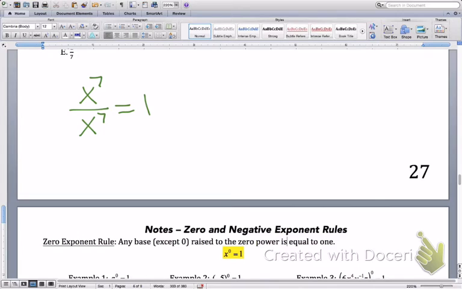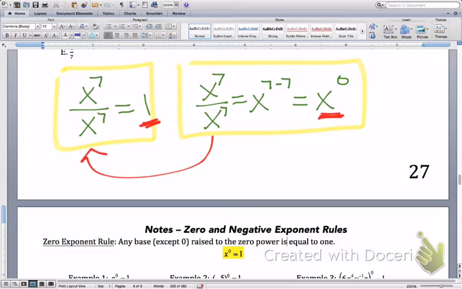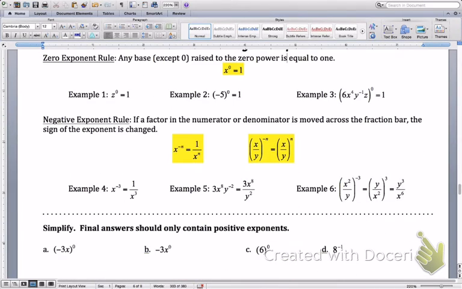Now if I were to use the quotient rule with this, the rule is we subtract the exponents, 7 minus 7, and that gives me x to the power of 0. Therefore, this problem and this problem are both the same. They have different answers, which means that this answer here has to be equal to that one in order for these two problems that are the same to give us the same answer. So this is where the definition comes in. Something divided by itself is always 1. If we use the exponent quotient rule, that gives us the base to the power of 0, which is also equal to 1. So that's just a quick little recap as to why this rule is true.